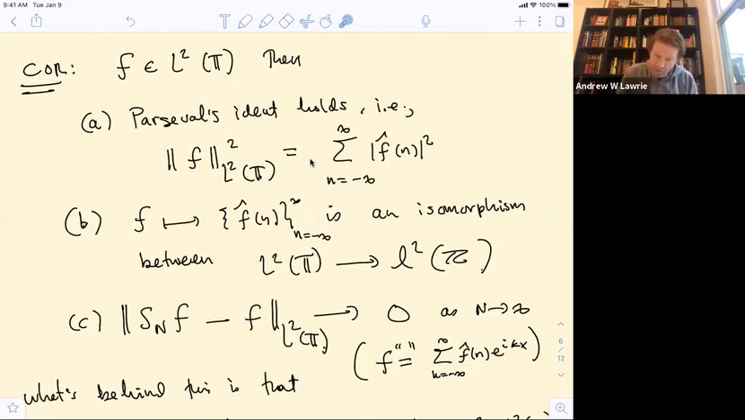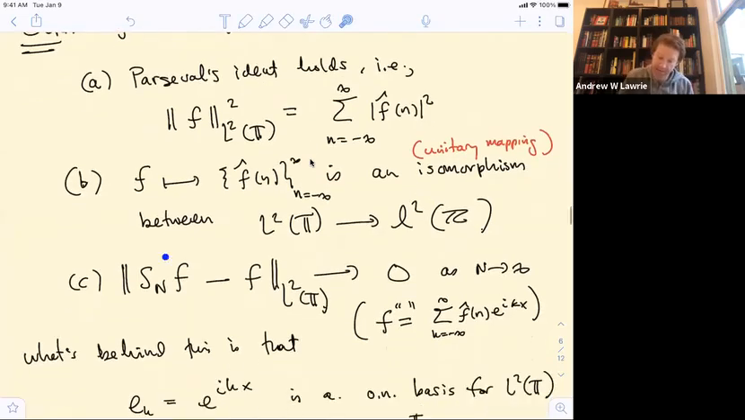This map is an isomorphism of Hilbert spaces, and what I mean by that is a unitary mapping in the sense that we just defined, between L2 on the torus and little L2 of Z. And then finally, S_N f minus f tends to 0 in norm. So we proved this theorem. We proved a version of this theorem.